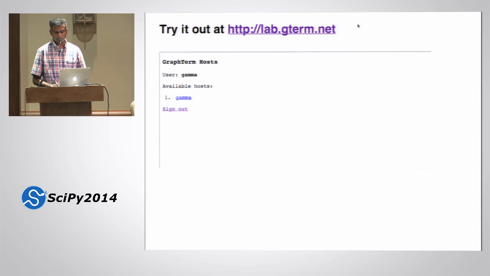So if you want to try it out, you can go to lab.gterm.net and type in the group code and choose a username that's unique to you, like your initial and your last name or something like that. But I'm going to continue while some of you may try that.